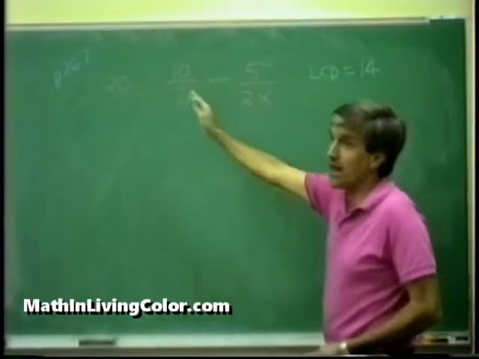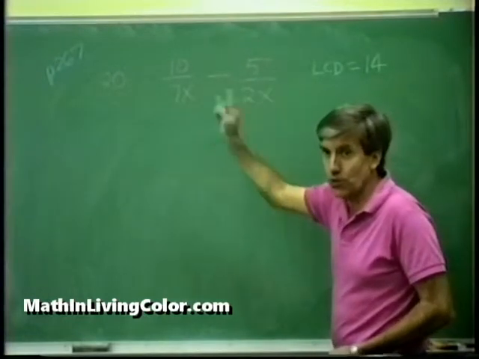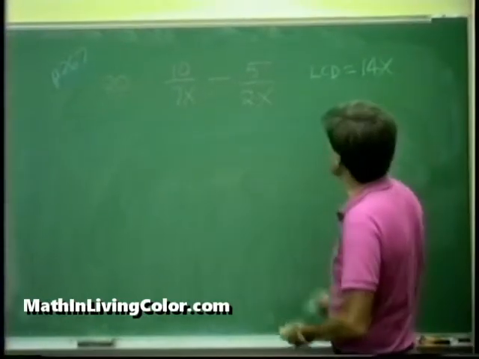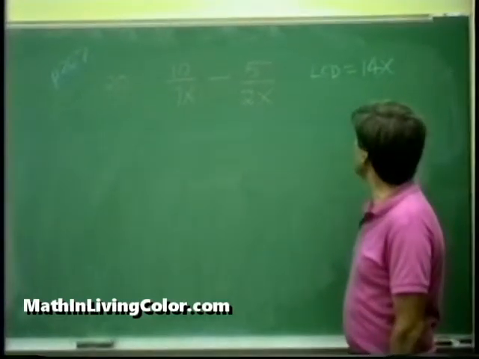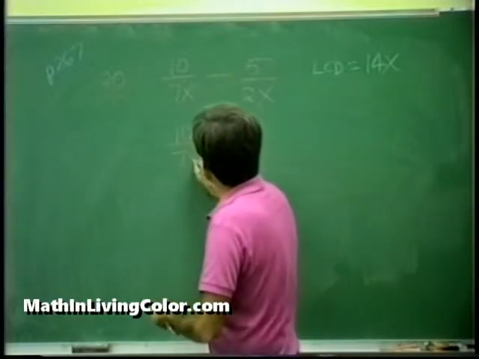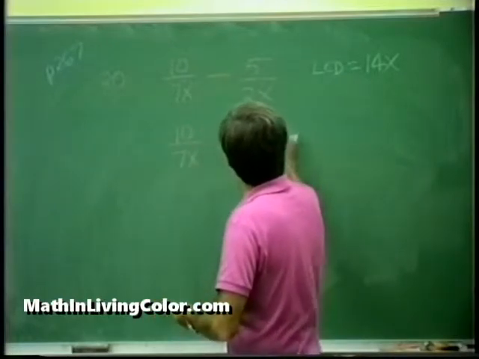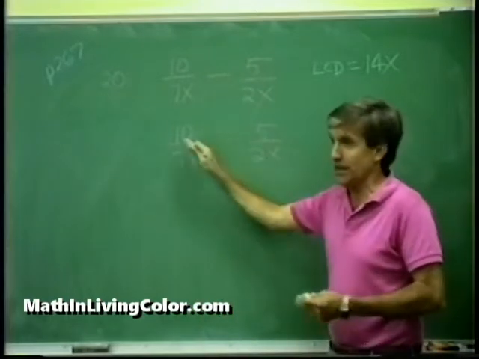And do you have to have an x? Yes, you have to have an x. So you have to have a factor of 14 and an x. 14x is the common denominator. Now, the way I've been having students do that, let me repeat the problem. 10 over 7x minus 5 over 2x. I just want to repeat the problem so I can work on it.